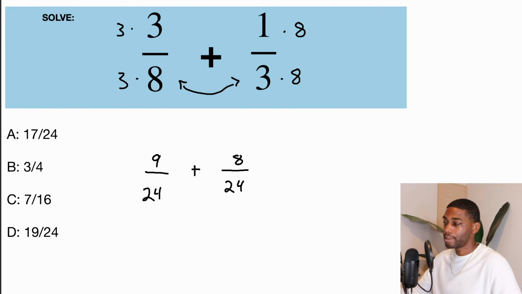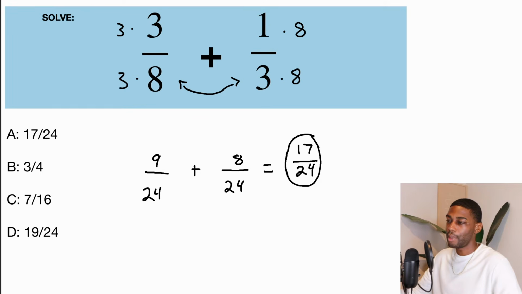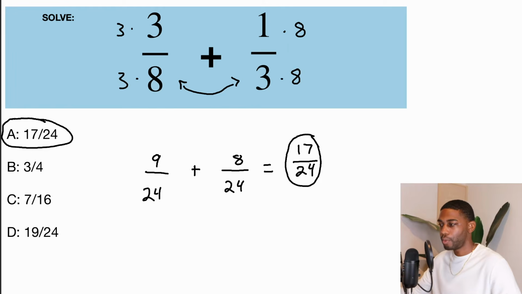9 plus 8 is what? 17 over 24. Is there a number that goes into both 17 and 24? There is not, right? I believe 17 is a prime number, meaning nothing goes into that bad boy except 1 and itself, right? So A would be the correct answer. 17 over 24. I think by now we should be getting a hang of adding and subtracting fractions, right?